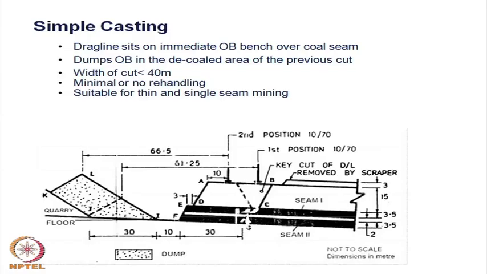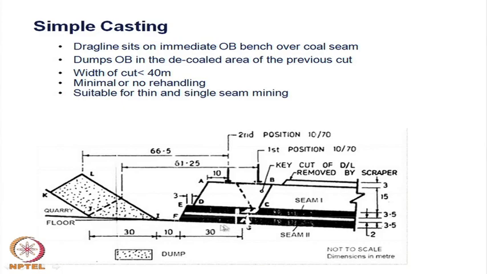So, in this case you can see the dragline sits on the immediate overburden bench. The topsoil here has been removed by scraper. Now, you can see here this 3 meter of topsoil or overburden has been removed by the scraper, and the rest, this 15 meter, is there, in which they have created a 30 meter block. Now, when this key cut is made, depending on this slope and this slope, whatever wedge has been cut over here, this material is placed here.